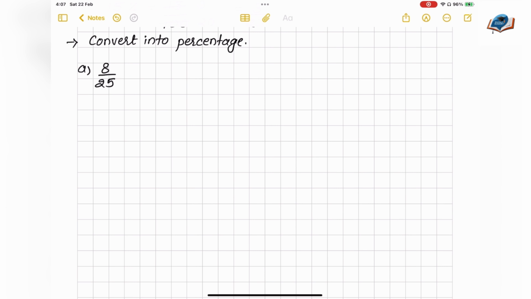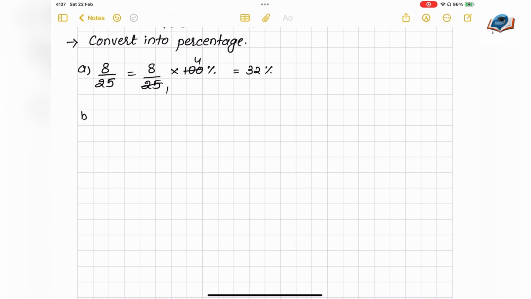Now let us convert everything into percentage. So first I am given 8 upon 25 and he has asked me to convert to percentage. So 8 upon 25, I can directly write 8 upon 25 into 100%. So 25 ones are 25, 25 fours are 100. So my answer will be 32%.